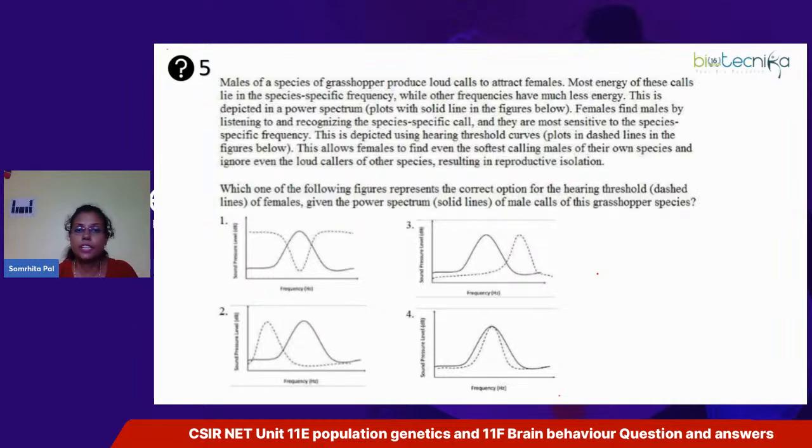Read the paragraph very carefully. This is again a question from your brain, behavior and learning. But for this question, again, I'm repeatedly telling you, you don't need any background knowledge. You just need to find out the information which is already given in this paragraph and analyze the graph accordingly.